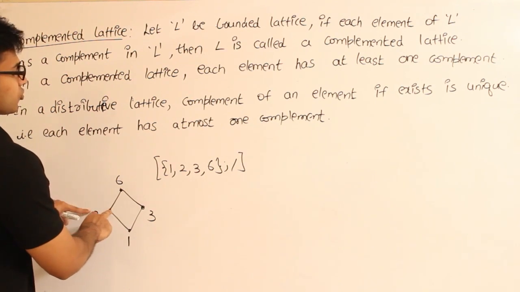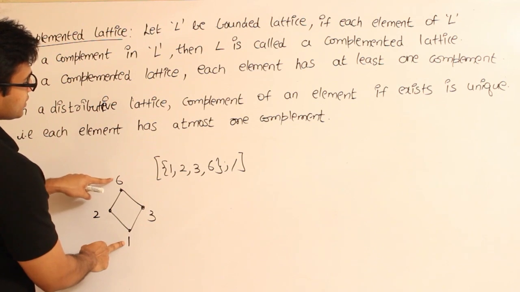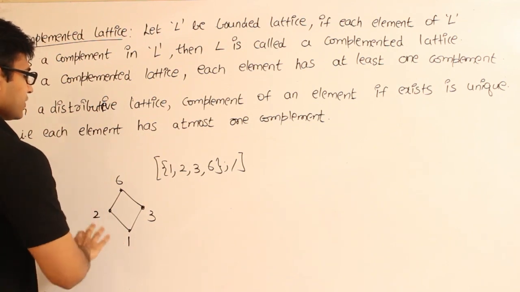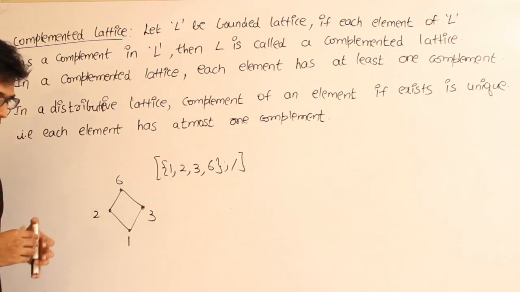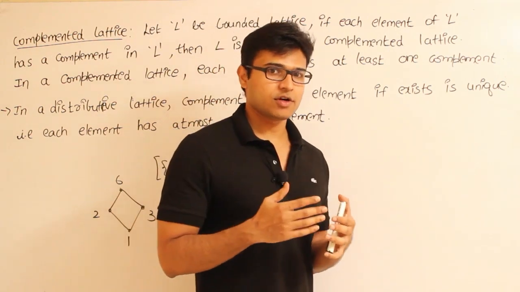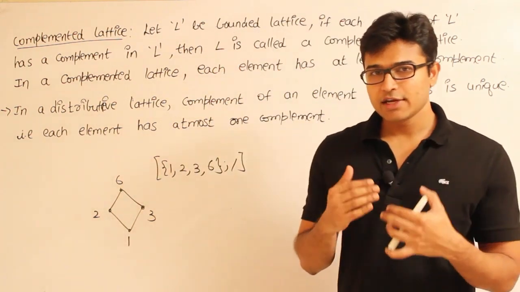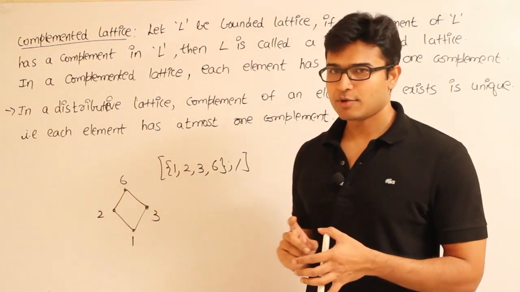The complement of 2 is 3. The complement of 3 is 2, the complement of 1 is 6, the complement of 6 is 1. Therefore, since all the elements are having complements, we can say that it is a complemented lattice. And one more interesting thing is, we are not having any restriction that every element should have only one or a unique complement. Every element can have any number of complements, right? This is a complemented lattice.